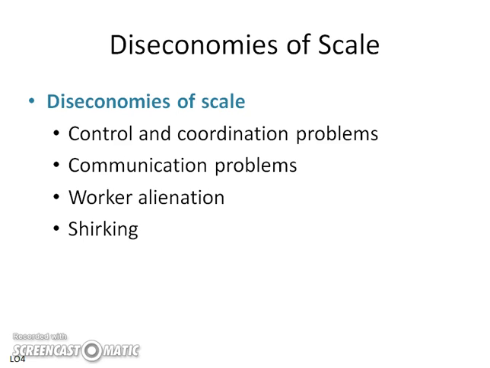Diseconomies of scale occur where costs continue to increase even as the firm expands. This happens because you have control and coordination problems. In other words, you may have a managerial issue. You also have communication problems between management and workers. You may have worker alienation where they feel that they're not really part of the firm because the firm has grown so much. And because the firm is so large, you may end up with a problem with shirking, where people are not actually doing the job that they are hired to do.